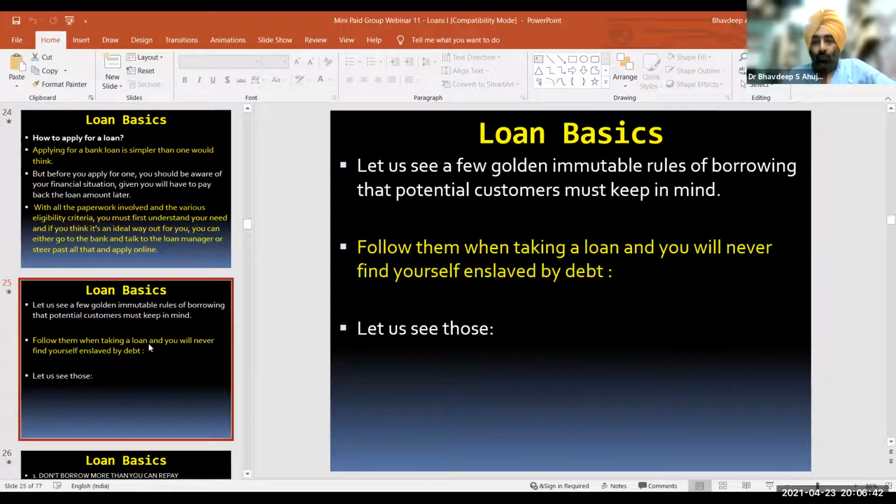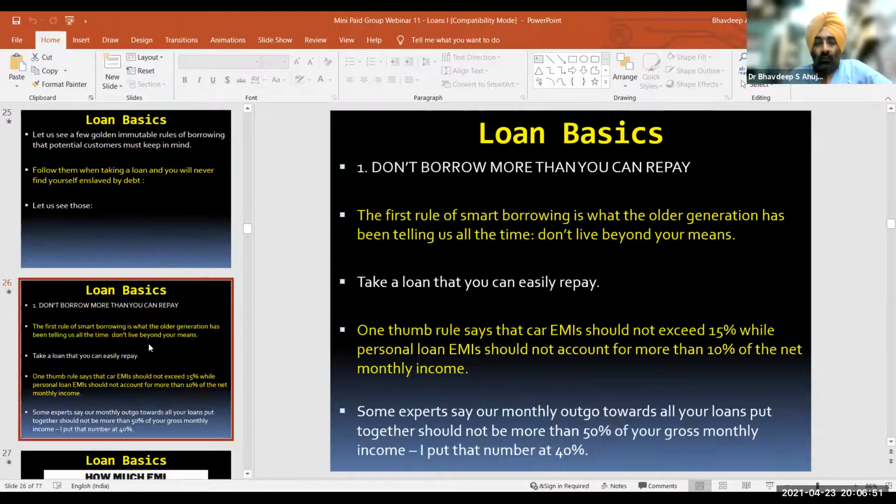Then I gave you the 10 golden rules for borrowing, which we have to keep in mind before taking the loan. Don't borrow more money than you can repay. It is the age-old classical golden rule given to us by our elders, even before the loan system started. Earlier, there used to be only a loan called a home loan, maybe a couple more, but not this number of loans which exist now.